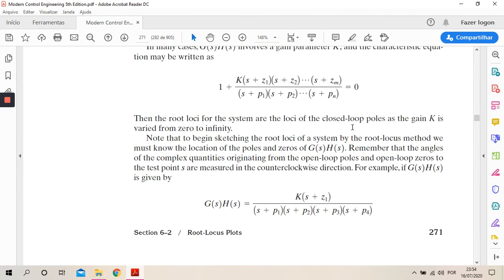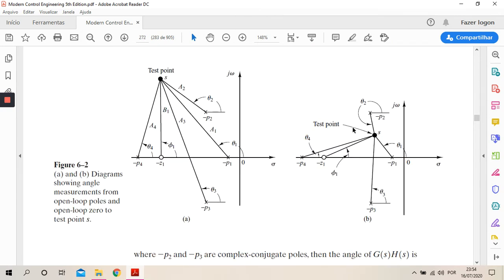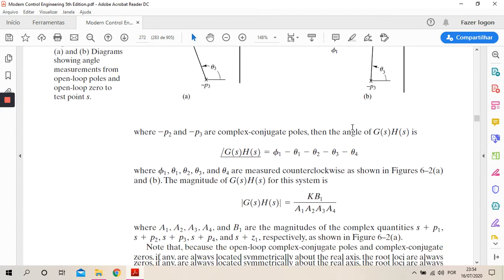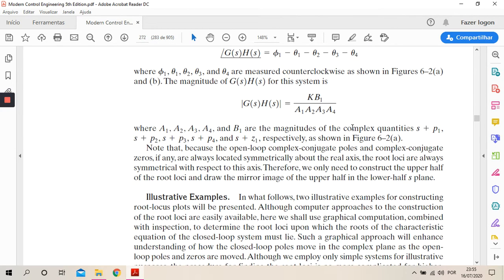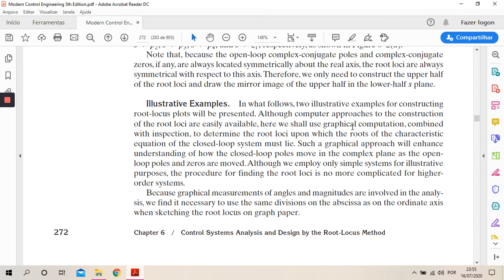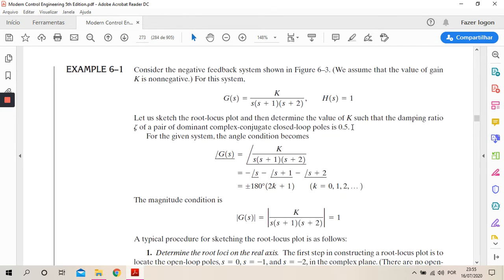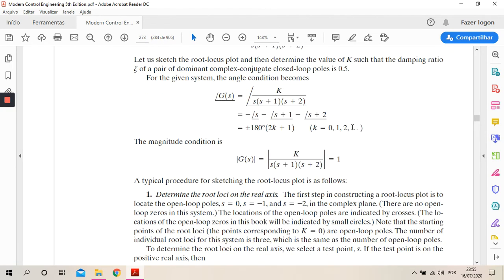We are going to go straight to the example. Okay, there is going to be an example here that will tell us more about this technique. Now let's see the example. Consider the negative feedback system shown in figure 6-3. Let's see the figure.